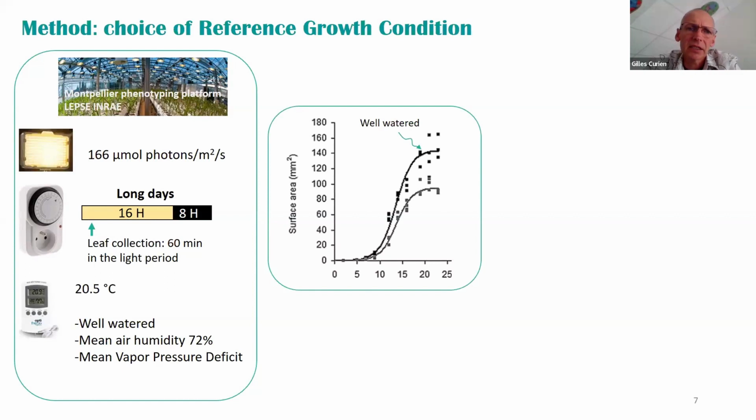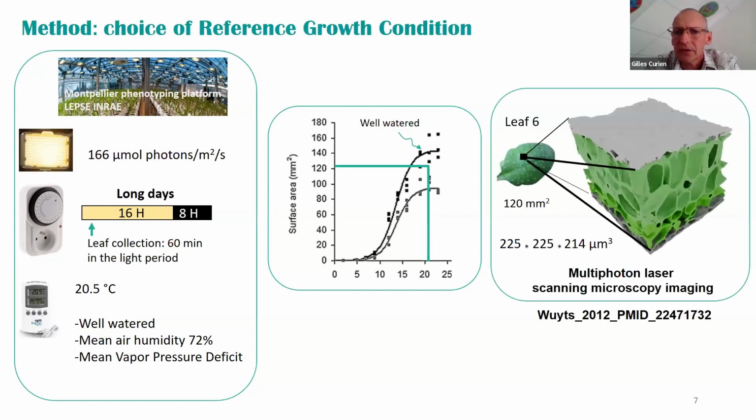So the plants for this atlas, you see here the growth curves of the plants. The top curve is the well-watered plants. The leaf that was used, we see this just after, is under this condition, 21 days, a surface of 1.2 square centimeter. And with that leaf, Natalie Witz did a very nice work. At that time, it was really pioneering using multiphoton scanning microscopy.